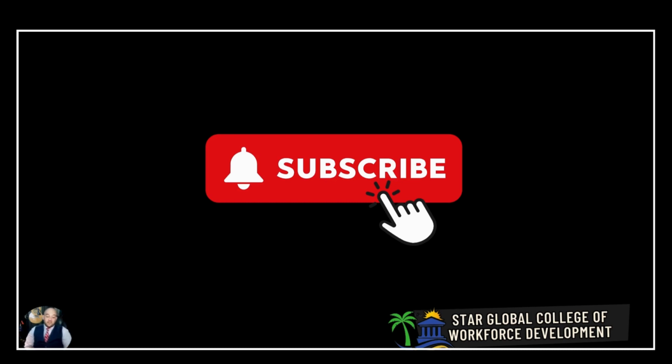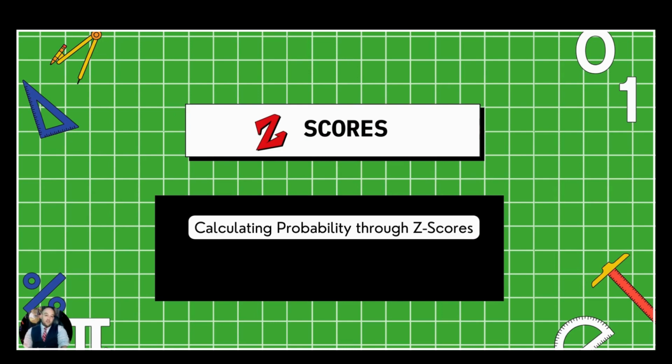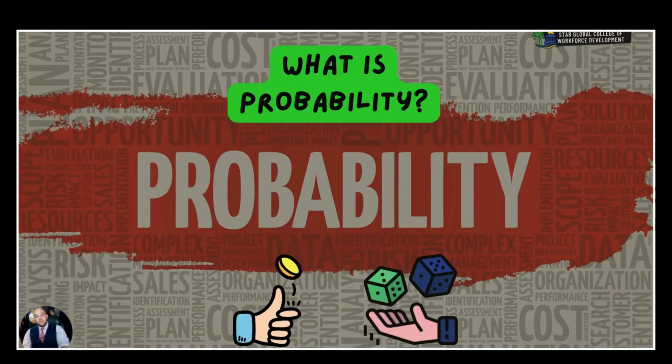Subscribe at the bottom, but let's kick it back off with Z-scores. Z-scores calculate probability through understanding what your data set is, right? So if you look at that distribution, Z-scores are going to help us understand what probability or the likelihood we'll hit the target, right? When you ask yourself, what's the probability? Well, if I flip a coin, I have 50% of the chance of it landing on heads and 50% chance of it landing on tails.